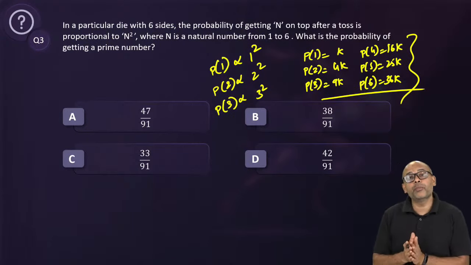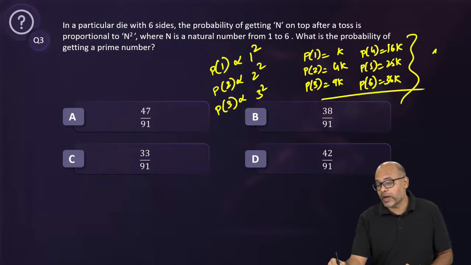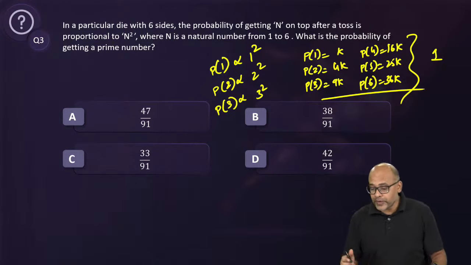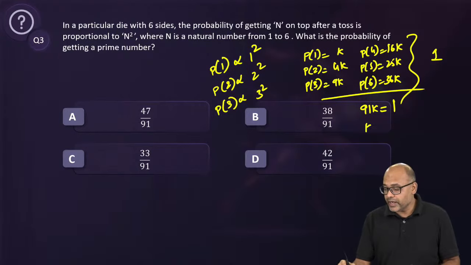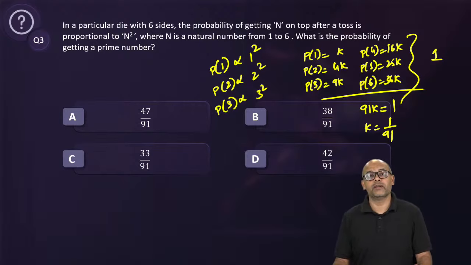So if you add the probabilities of all of them, it should add up to 1. So if you add all of them, what do you get? You get 36, 25, 16, 9, 4, 1, which adds up to 91. So 91k is equal to 1. So your k should be 1 by 91.